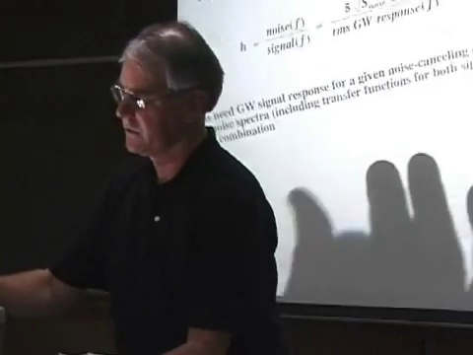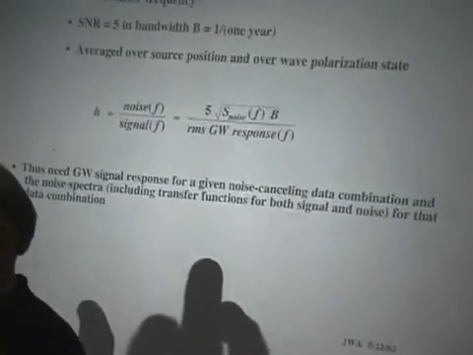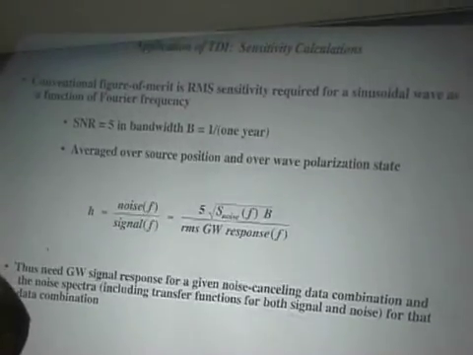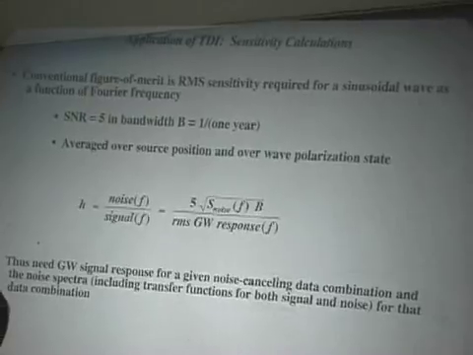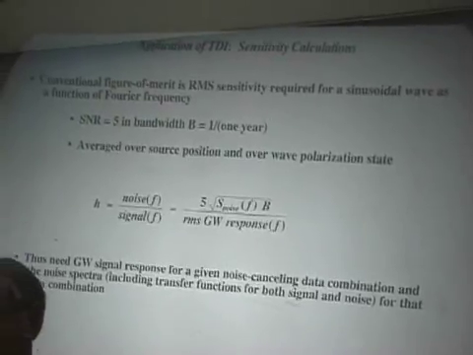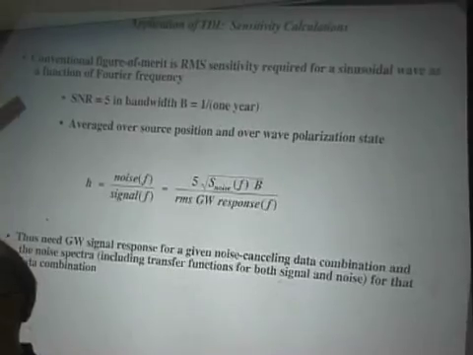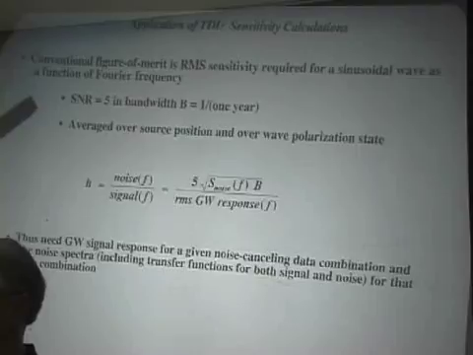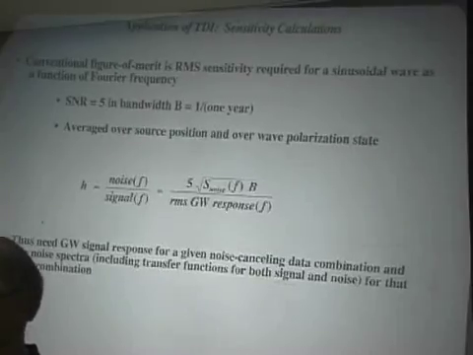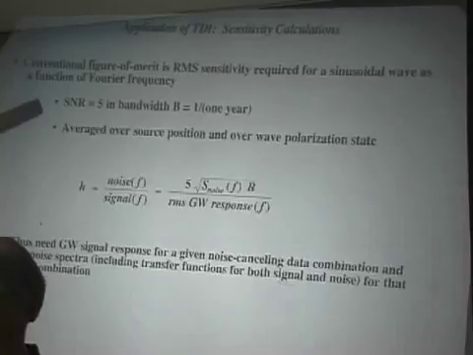So here's the application that I'm going to talk about for most of the remaining part of the talk, and that is sensitivity calculations. The conventional LISA situation is to consider one class of source, periodic waves, for the purposes of sensitivity calculations, and that is the strength of a periodic wave you would need, averaged over sky and over polarization, to give you SNR equals 5 and a bandwidth of 1 cycle per year.